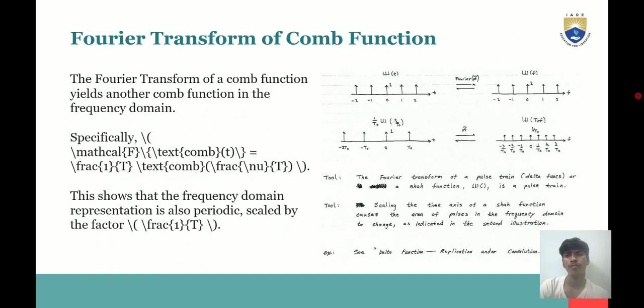Fourier transform of comb function. The Fourier transform of comb function yields another comb function in the frequency domain, specifically a comb with spacing 1 over T. This shows that the frequency domain representation is also periodic, scaled by the factor.